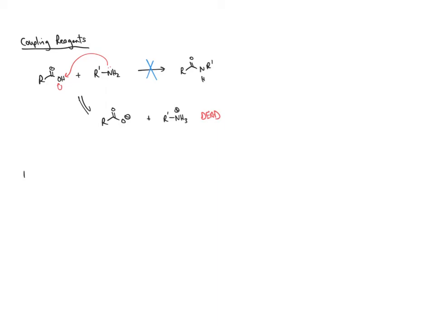And so let's take a carboxylic acid. Let's take this one, and let's react it with an amine. But this time we're going to react it in the presence of DCC. DCC stands for dicyclohexylcarbodiimide. In the presence of DCC, what we can do is actually generate that amide. Okay, now how does this work?